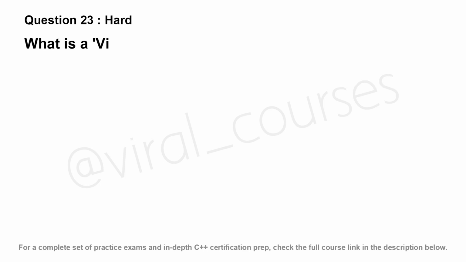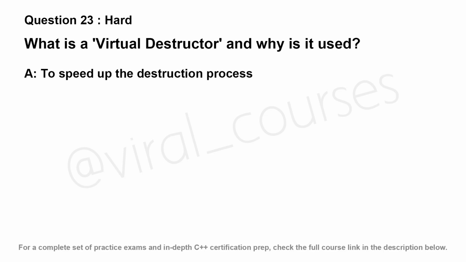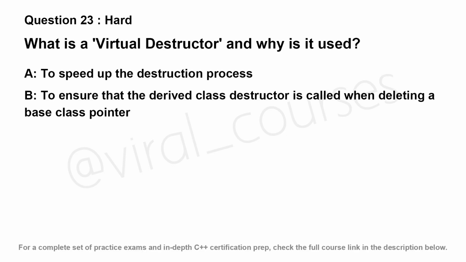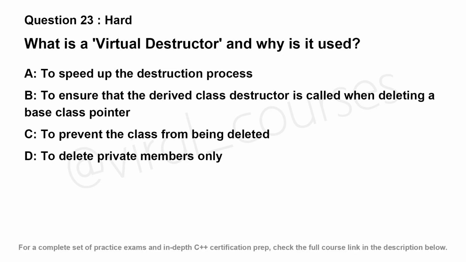What is a virtual destructor, and why is it used? Option A. To speed up the destruction process. Option B. To ensure that the derived class destructor is called when deleting a base class pointer. Option C. To prevent the class from being deleted. Option D. To delete private members only.